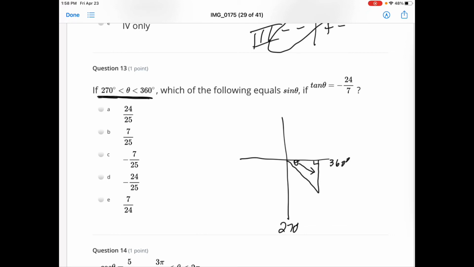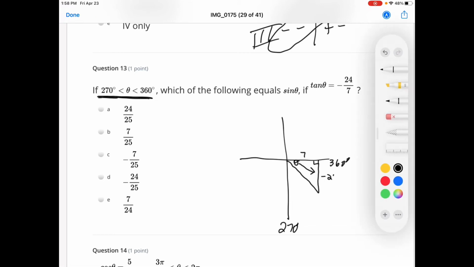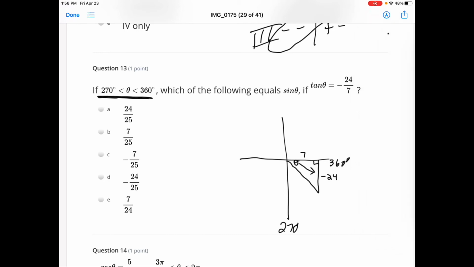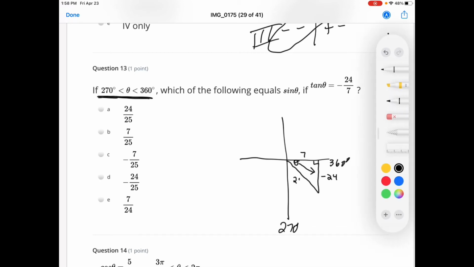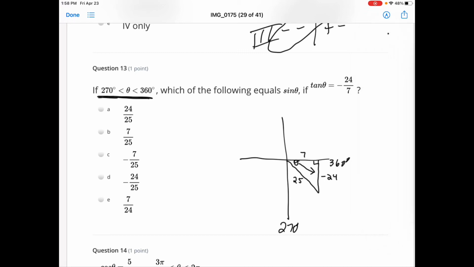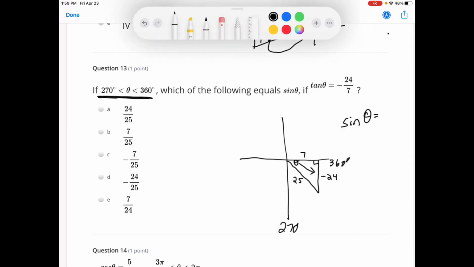Well, my adjacent side's going to be positive 7. My opposite side's going to be negative 24. And this is a triple, 7, 24, 25. Okay. So now let's find sine theta. Sine theta equals opposite over hypotenuse. Negative 24 over 25.